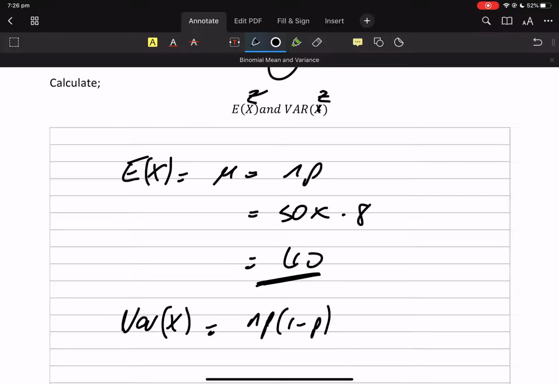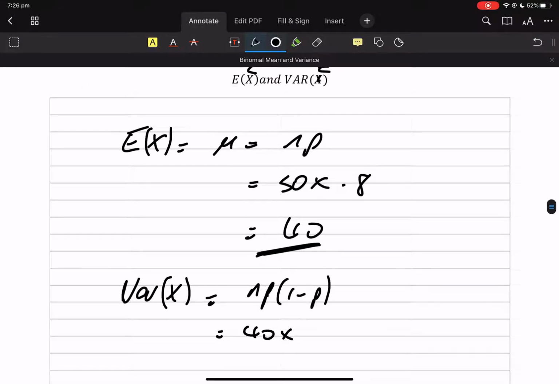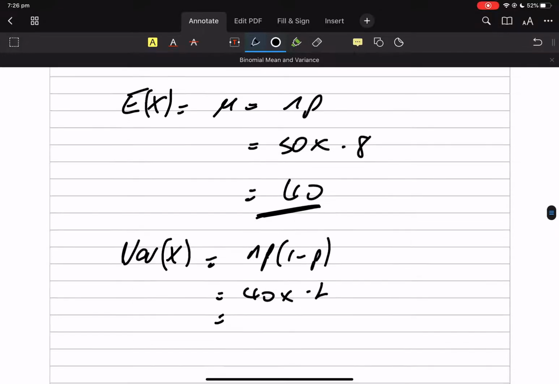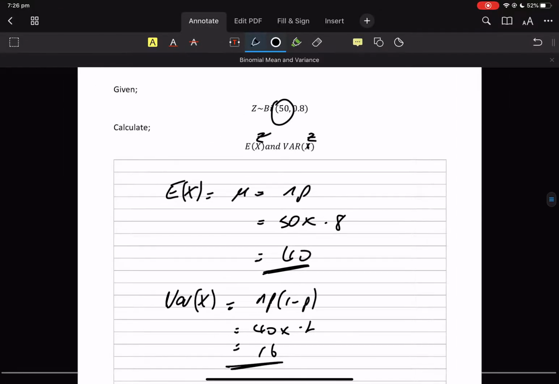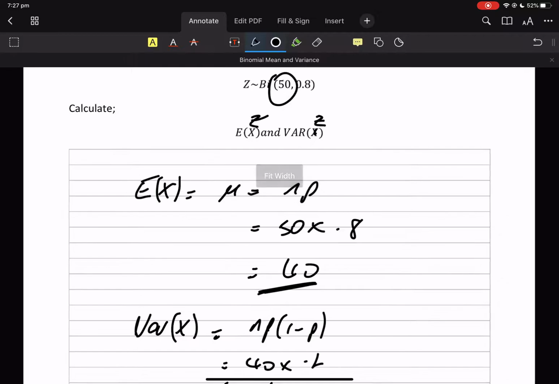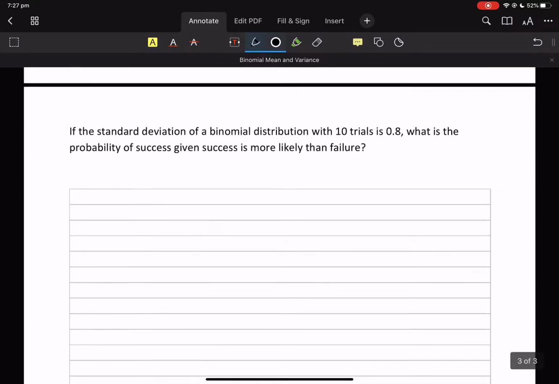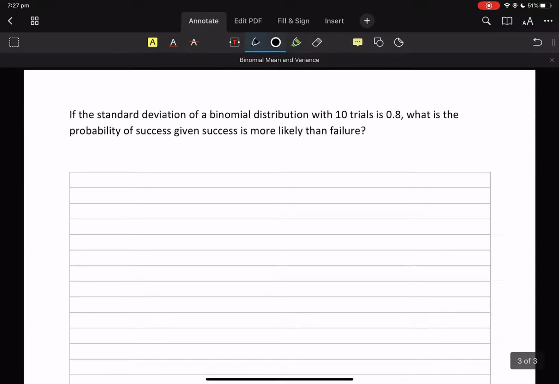np(1 - p), which is 40 times 0.2, 16. Did that in my head, you better check that. Okay. Easy, simple, applying the rules. Oh my gosh, there's one more, I think.